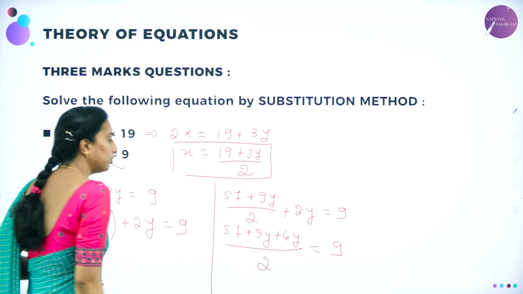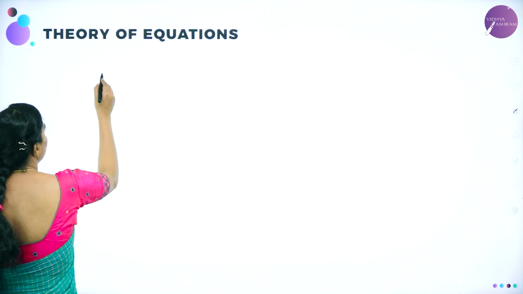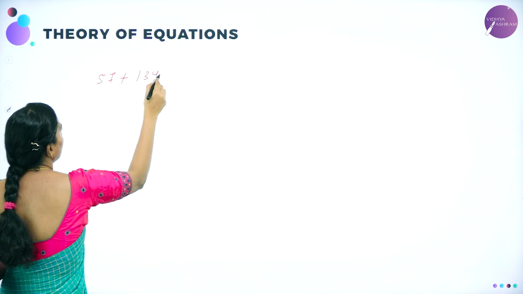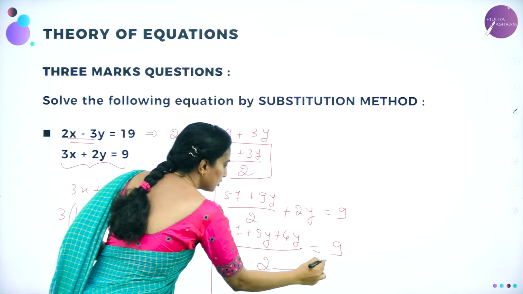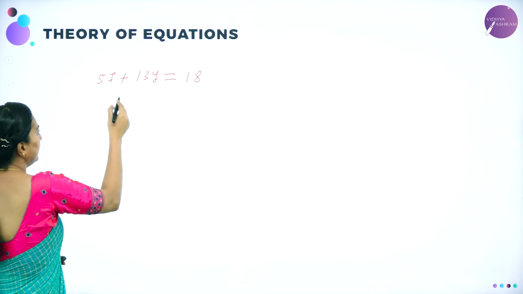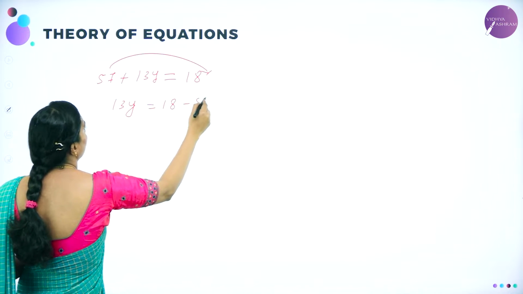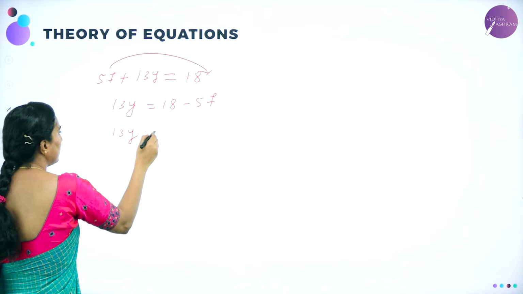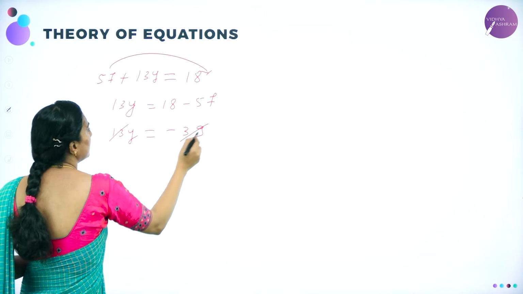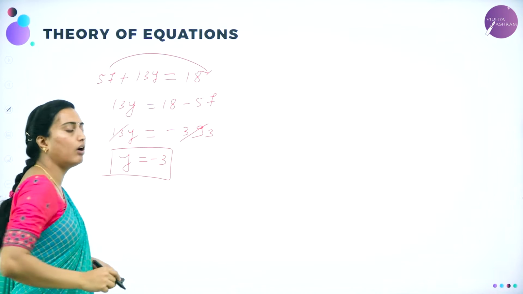Now cross multiplying 2 to that side. 57 plus 9y plus 4y, which is 13y, is equal to, you can cross multiply this 2 to here, 9 2s are 18. Therefore, you can take 13y as it is, shifting 57 to this side, 18 minus 57. Now 13y is equal to 18 minus 57, which gives you minus 39. Now 13 3s are 39, therefore y will be equal to minus 3. So this is called a substitution method.